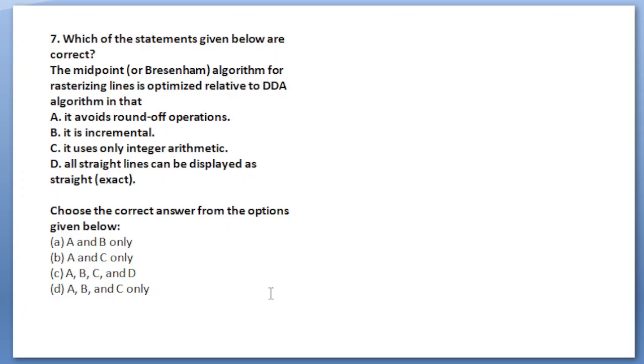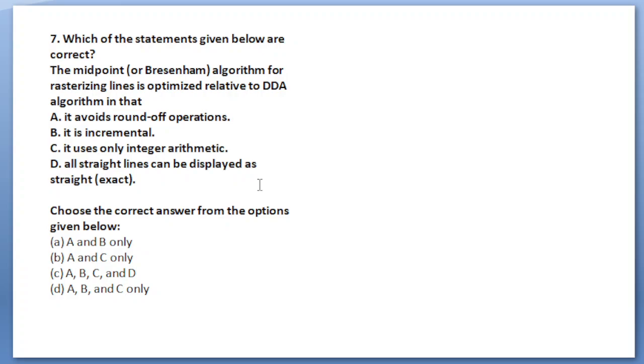First question is, which of the statements given below are correct? The midpoint or Bresenham algorithm for rasterizing lines is optimized relative to a DDA algorithm in that: option A, it avoids round off operations; it is incremental; it uses only integer arithmetic; all straight lines can be displayed as straight. Actually, this question is coming from computer graphics. They are asking for the comparison between Bresenham and the DDA algorithm.